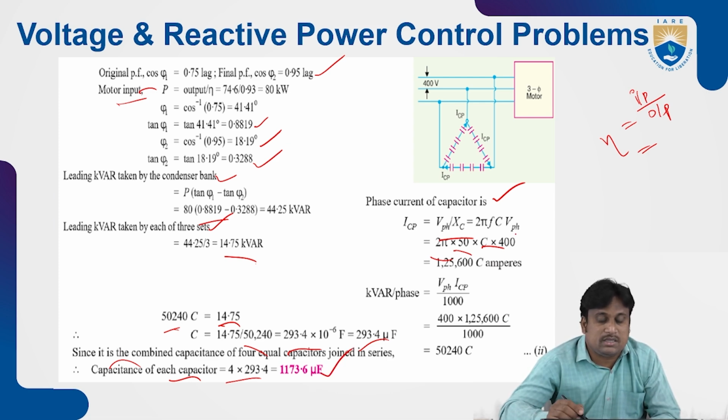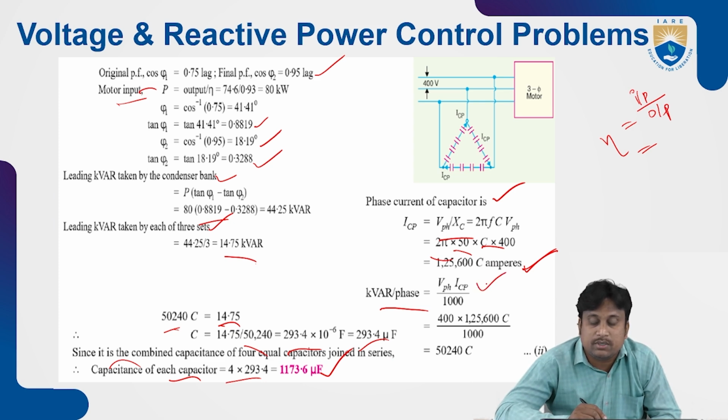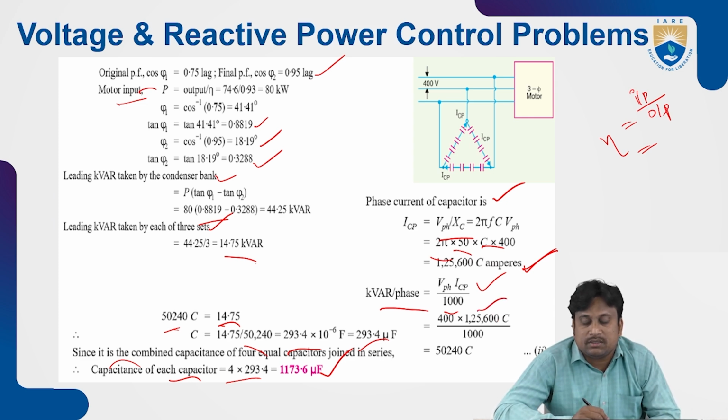So by utilizing that capacitance of the capacitor, we may find the current in amperes, 1.25 amperes. So kVAR per phase is V phase into I phase by 1000. V phase is 400, current is 1.25, divided by 1000, which will give this value.